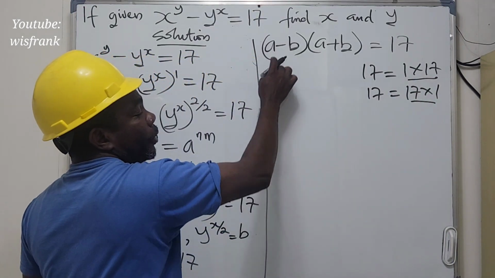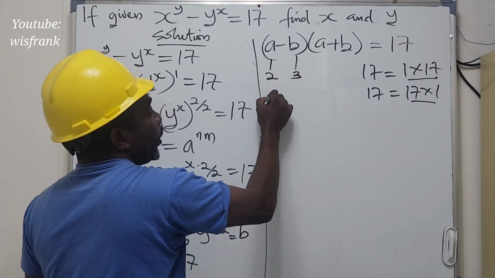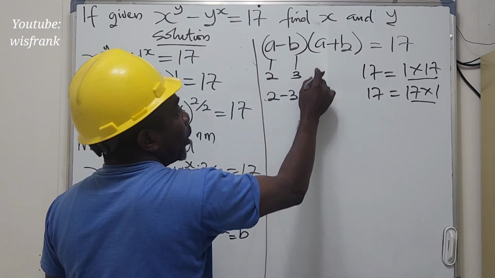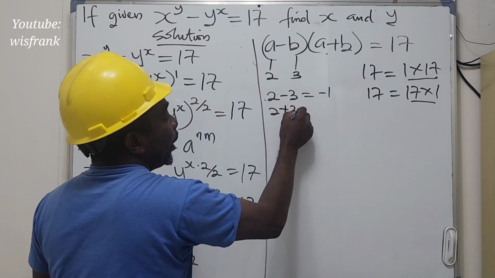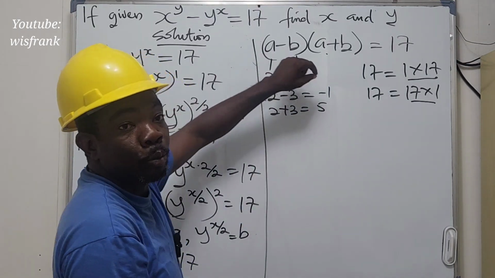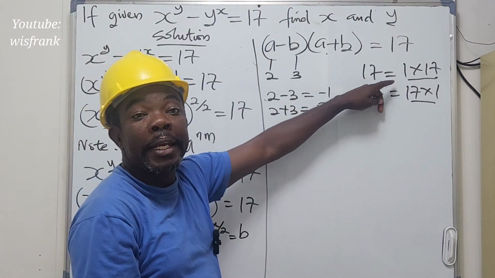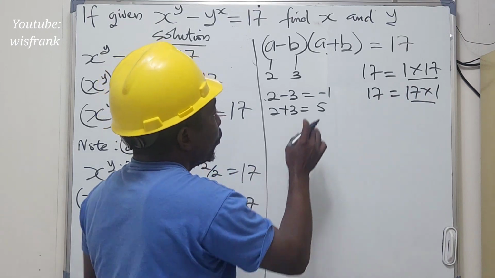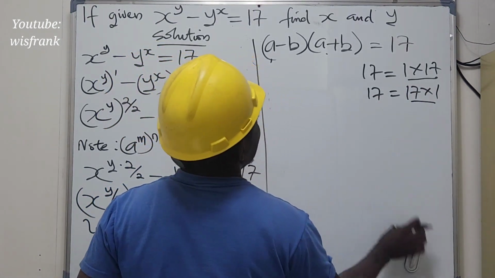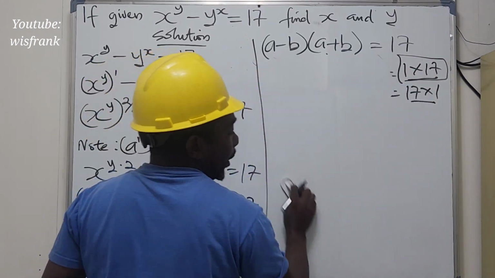If we set the first parenthesis, if a equals to 2 and b equals to 3, for the first one, 2 minus 3 will be equals to minus 1, and for the second one, 2 plus 3 will be equals to 5. So the first parenthesis will represent the smaller value of the factors of 17, and the second parenthesis will represent the greater factors of 17. So in this case, what we are going to do is for us to take this one, not this one. So we are going to represent that in the factors of 17.